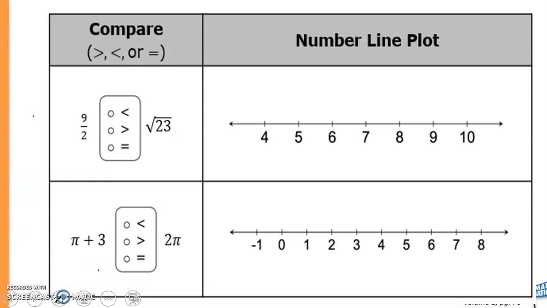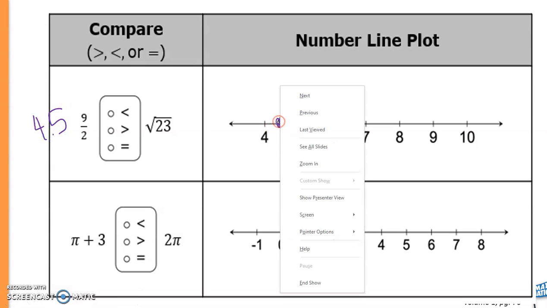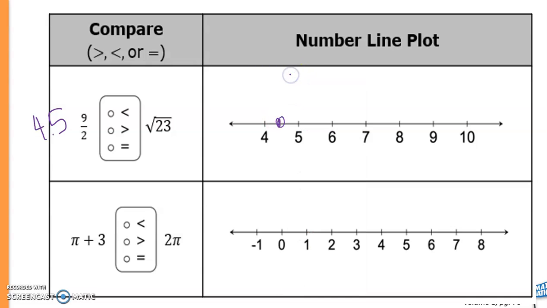In the first one, 9 divided by 2 gives you 4.5. That would be right in the middle on the number line between both 4 and 5. Whereas the square root of 23, bigger than 16, smaller than 25, so also between 4 and 5. It's definitely closer to the 25, so it's bigger than a 4.5, maybe a 4.8 or a 4.9. So if I had 4.5 and 4.8, the 4.5 is less than the 4.8. So 9 over 2 is less than the square root of 23.